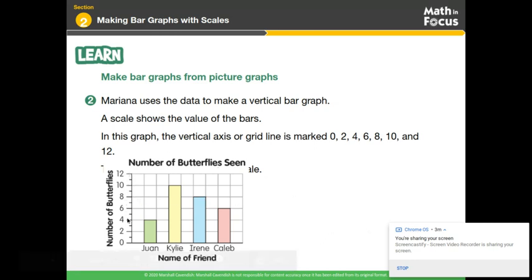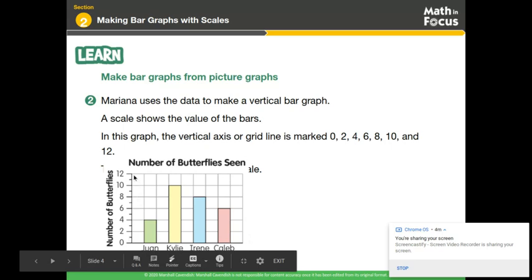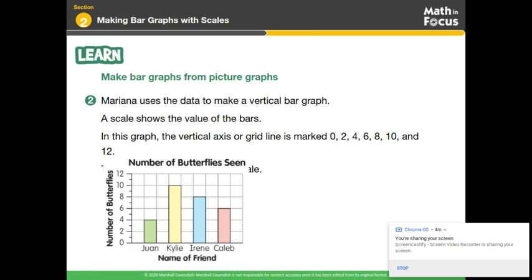The sides of a bar graph, boys and girls, are called the axes. This is an axis. This is an axis. So there's a label for the scale telling us what these numbers represent, and the numbers represent the number of butterflies seen. On the bottom, the label shows us that those are the names of the 4 friends: Juan, Kylie, Irene, and Caleb. You can say this data matches the data on the picture graph.